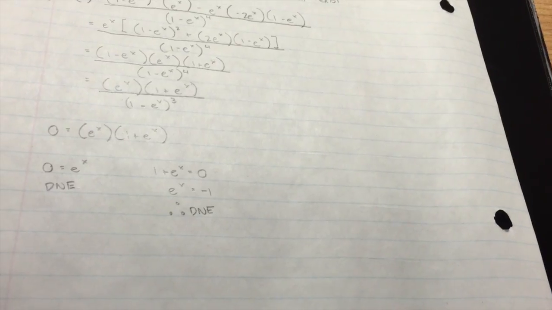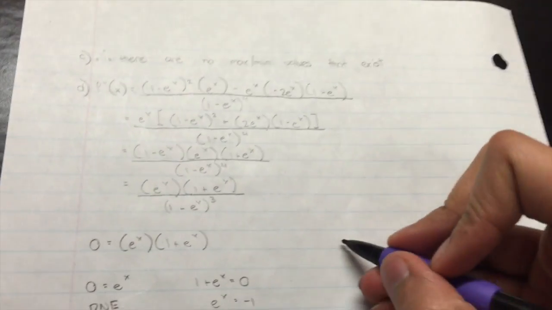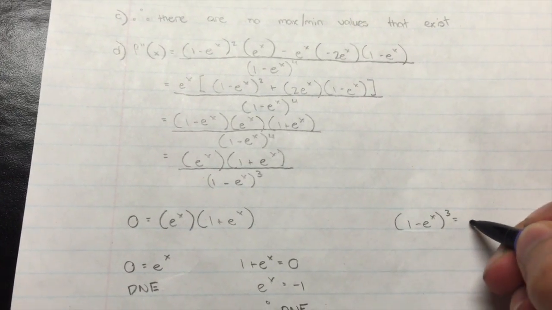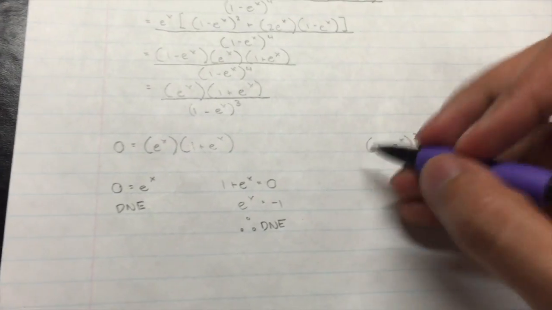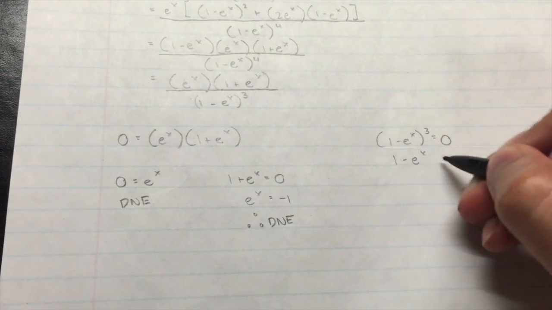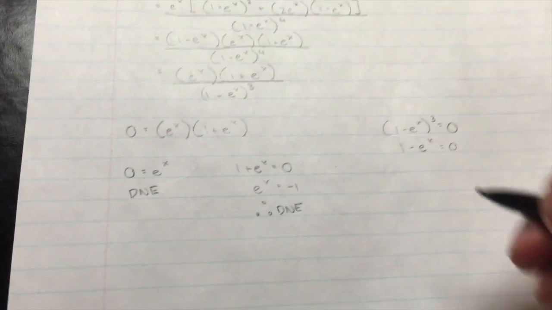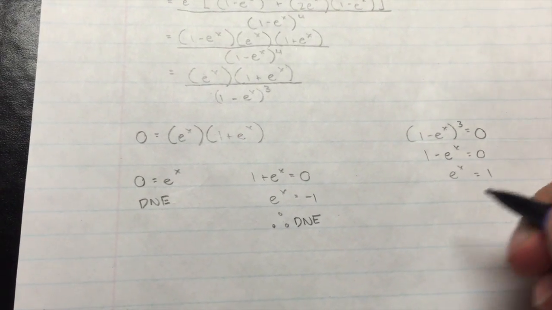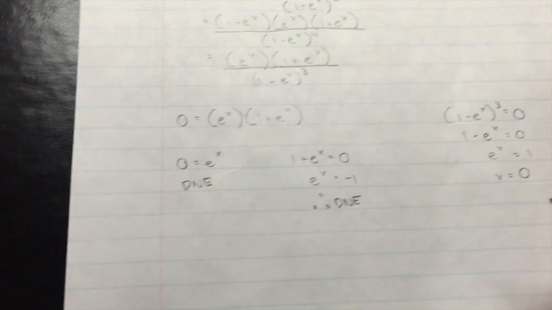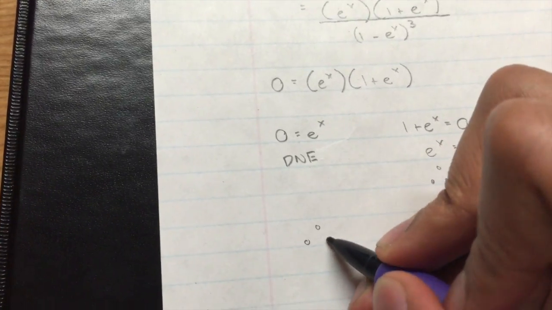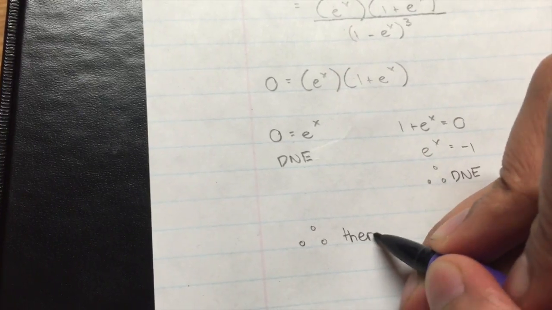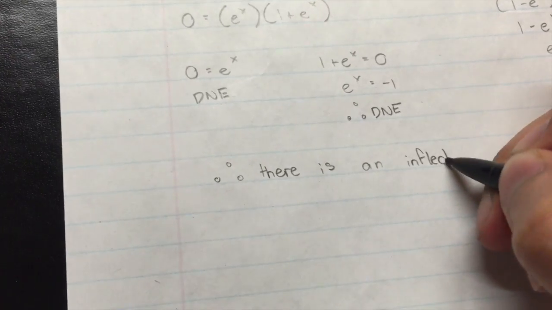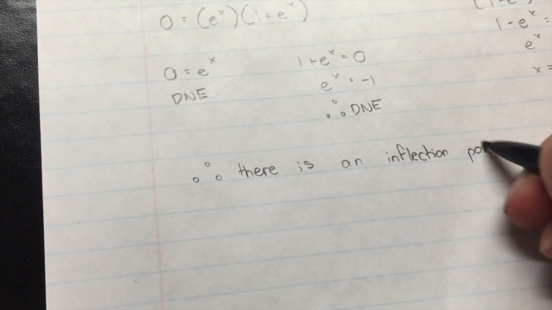But where does f double prime at x not exist? Let's find out. 1 minus e to the x cubed equals 0. 1 minus e to the x equals 0, taking the cube root of both sides. e to the x equals 1, and x equals 0. Therefore, we can conclude that there is, in fact, an inflection point at x equals 0.